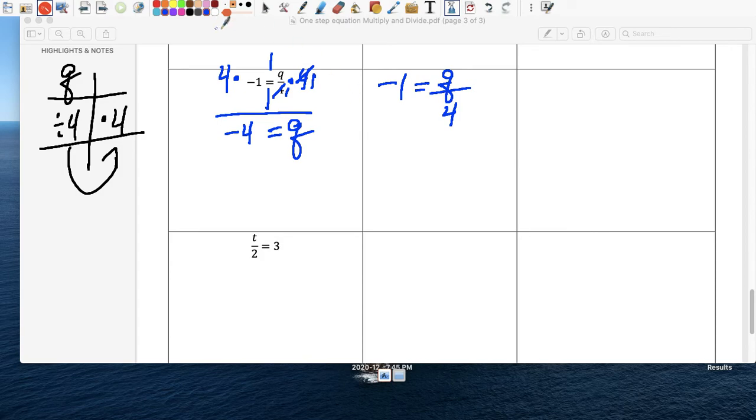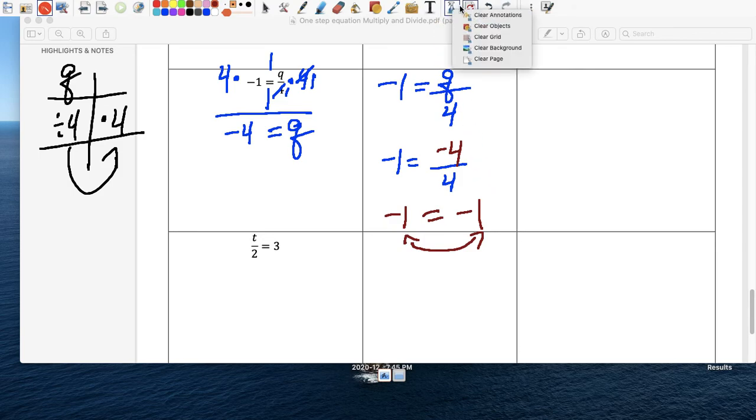Now I have to substitute, so I'm going to leave the negative 1, I'm going to leave the fraction, the denominator, but instead of q, I'm going to write negative 4. So the left side is negative 1, and the right side is negative 4 divided by 4, negative 1. Yeah, it is, which makes left side and right side equal, and everything is perfect.